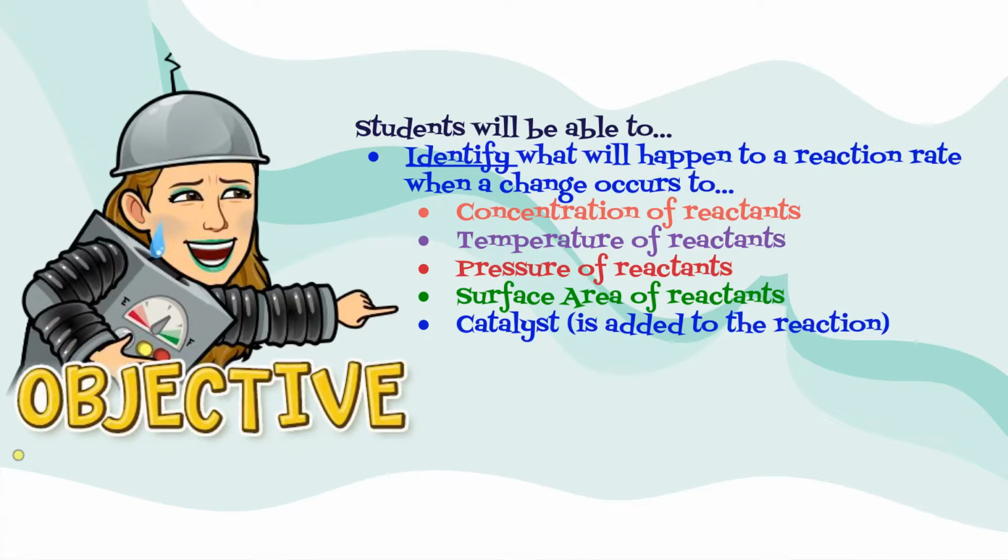In this lesson, students will be able to identify what will happen to a reaction rate when a change occurs to the concentration of the reactants, the temperature of the reactants, pressure of the reactants, the surface area of reactants, and adding a catalyst to the reaction.